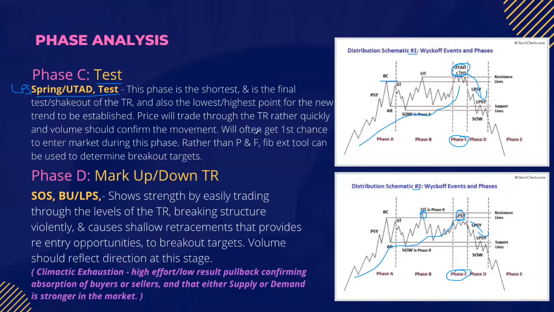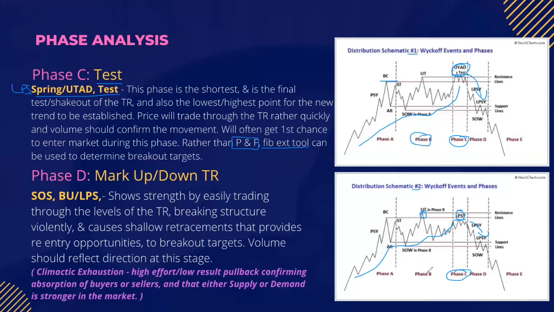Also, in phase C, you will often get the first chance to enter the market. And again, how we establish where our targets are going to be: back in the day, they were using point and figure charts. We have technology at our hands. We don't have to do that anymore. So what we can do is use the fib extension tool to measure the move and come up with some targets that make sense based off of the cause that was built.